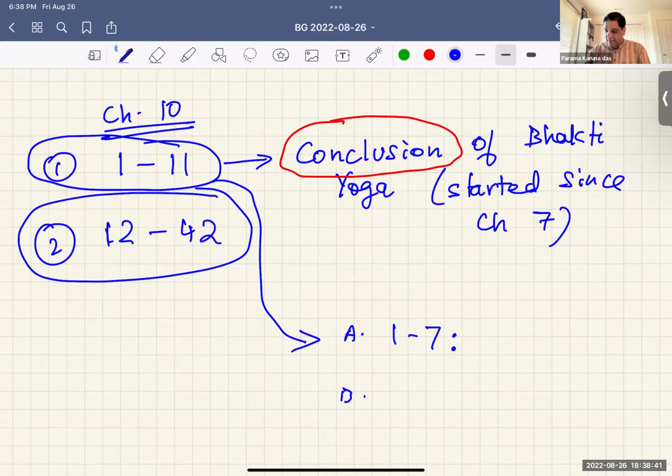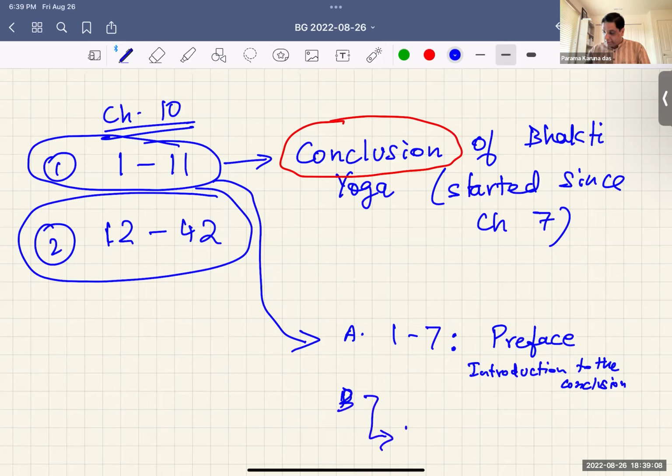Verses 1 to 7 are, as every book has a preface or a foreword, like an introduction to the conclusion. Lord Krishna is telling what he is going to conclude with. And the second part, 8 to 11, is the real conclusion of Bhakti Yoga.